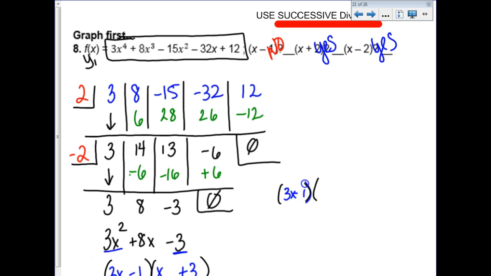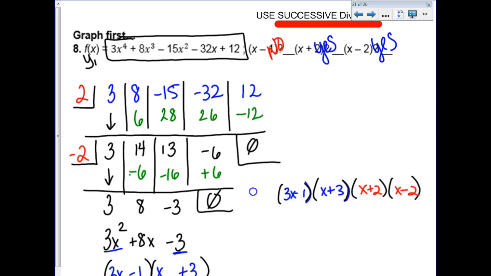And the other one I found was x plus 3 through factoring. So is that it? Is that the whole polynomial? No, why not? There's 2 more that we used. I just can't forget about them. So there was x plus 2 and there was x minus 2.